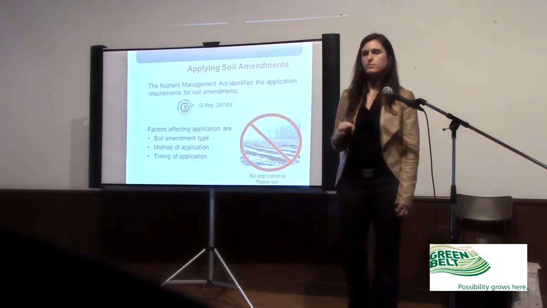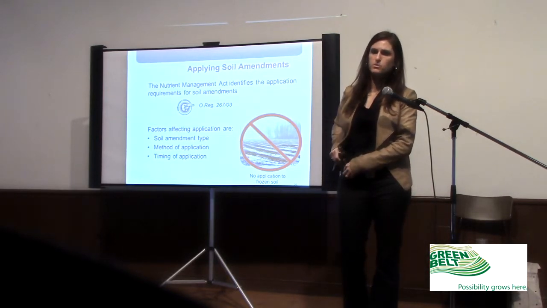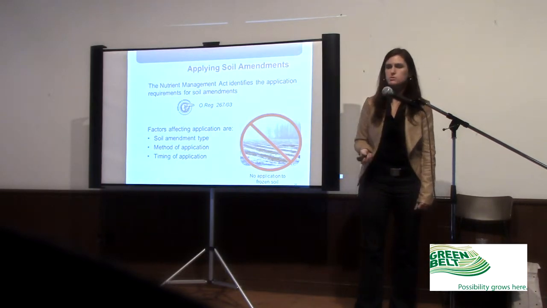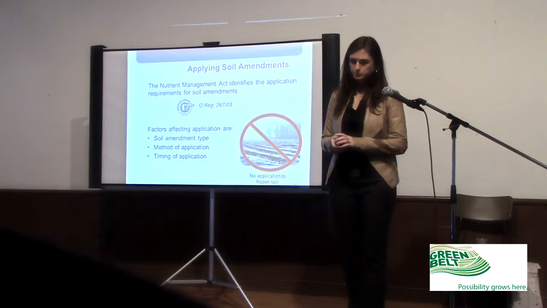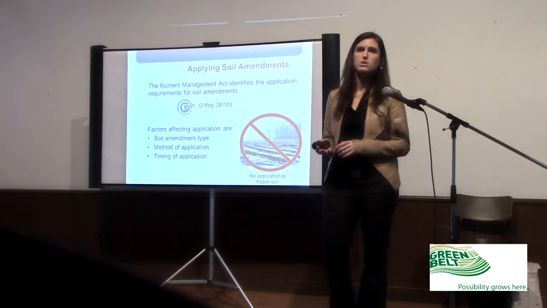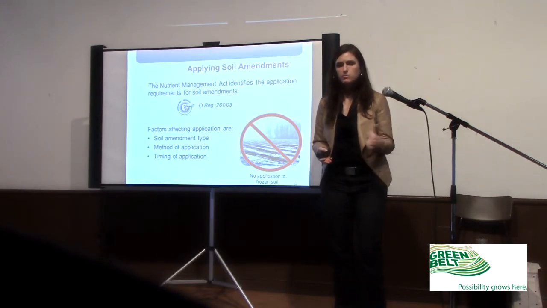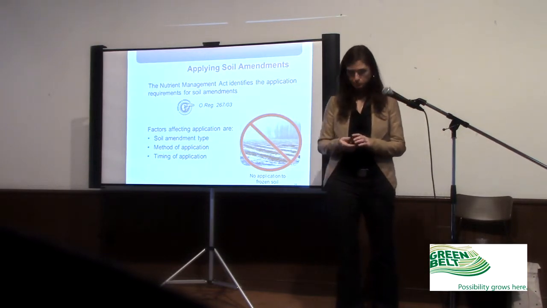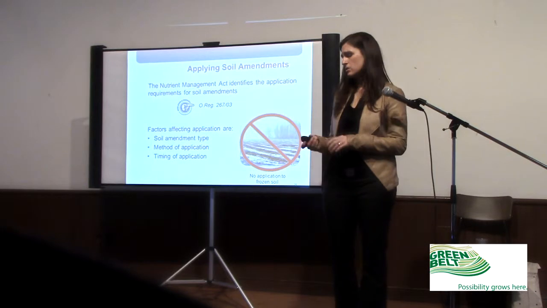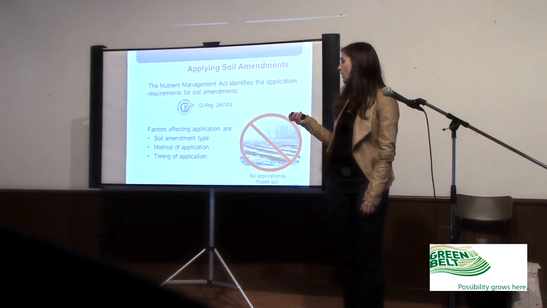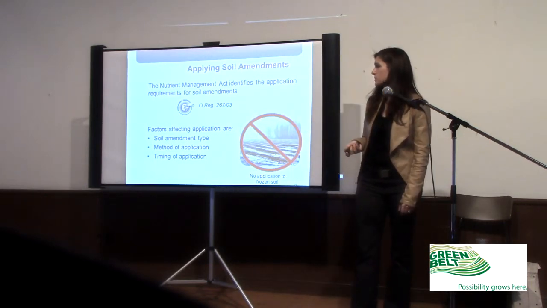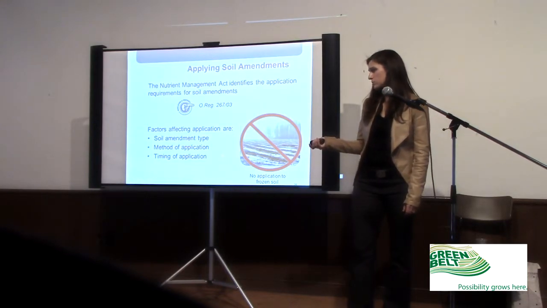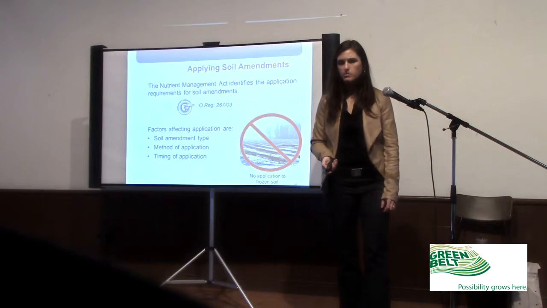So there is a time from December 1st to March 31st that you really shouldn't be applying any manures to the land. Typically, post-harvest is the best time, prior to when the snow and the freezing temperatures happen. There are different things that can also affect how you're applying and how those soil amendments are getting used by the soil: what type you're using, how you're applying it, and of course, what we just talked about, the timing of application.